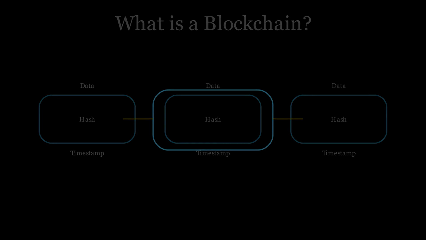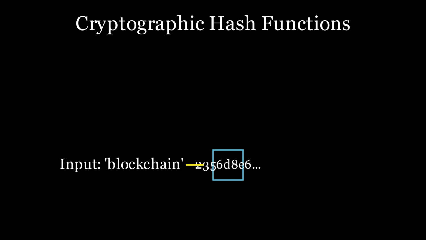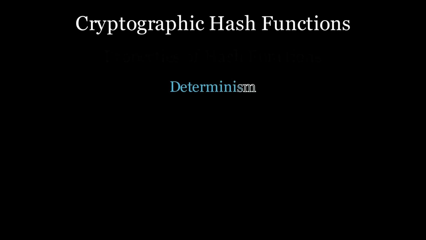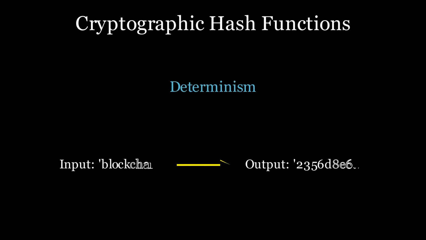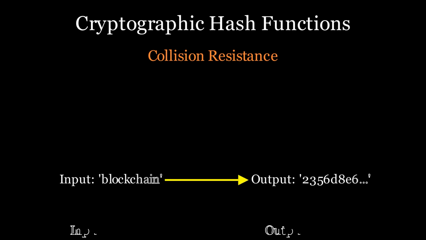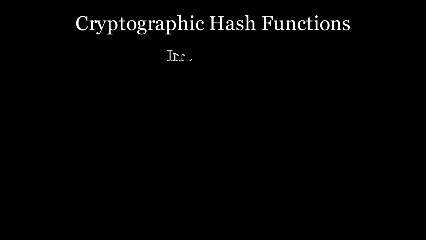A cryptographic hash function transforms input into a fixed length output. For example, the string blockchain becomes 235, 60, AE6, and so on. Why is this so powerful? This is because of three key properties. First being determinism, meaning the same input always gives the same output. And next, collision resistance. It's practically impossible to find two different inputs with the same output. And lastly, irreversibility, meaning you can't reverse engineer the input from the hash itself.